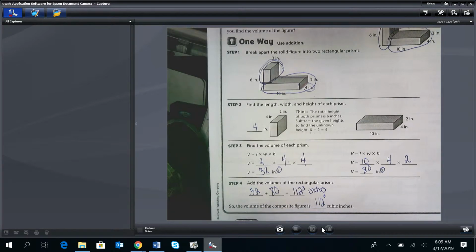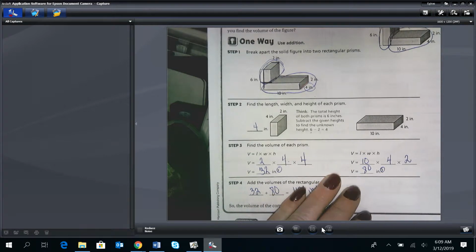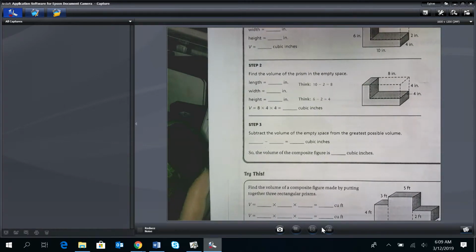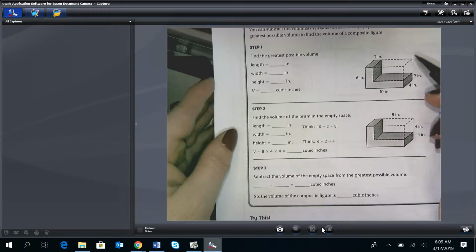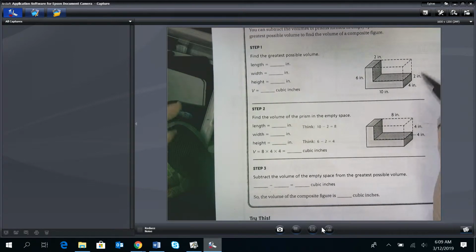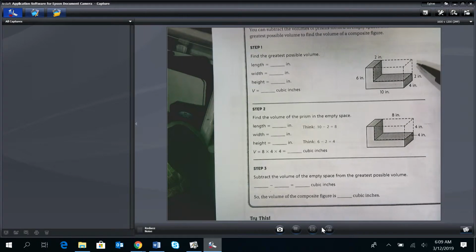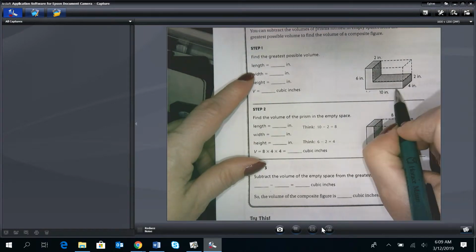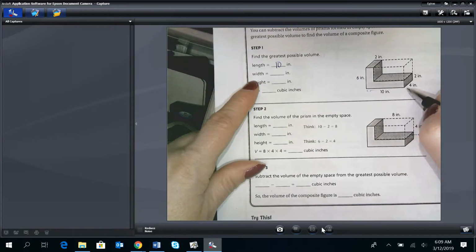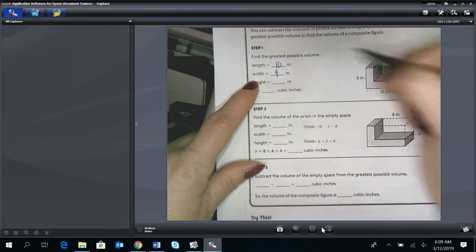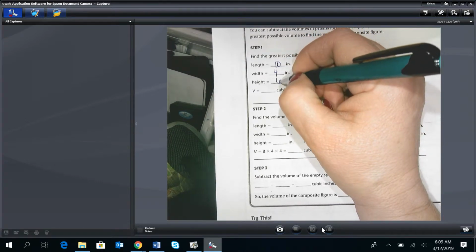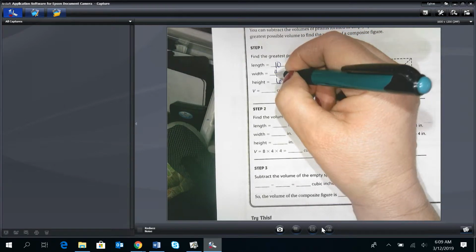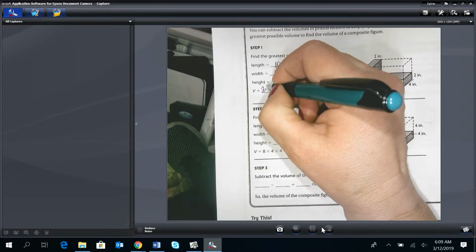So that was one way. They do have another way, and that is looking at it as a solid. We're going to look at it as a solid first, and then we're going to take away the empty spots. If we look at it as a solid, our length is 10, our width is 4, and our height is 6. When we multiply that together, 24 times 10 is 240.